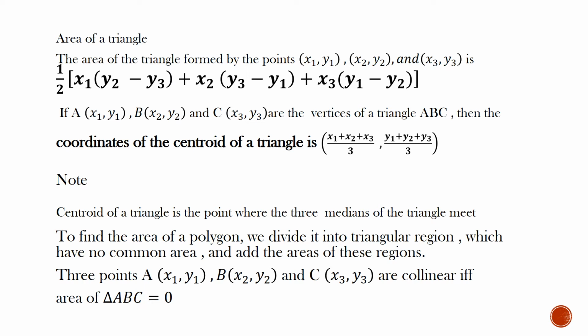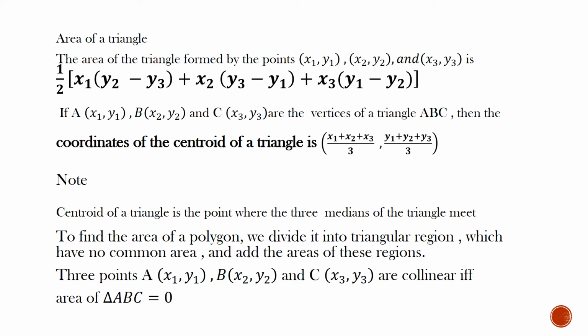We can find the length of the three sides of the triangle by using distance formula, and then we can use Heron's formula. But this becomes tedious, particularly when the length of the sides are irrational numbers. So here we are going to compute the area in terms of the coordinates of the vertices of the triangle.